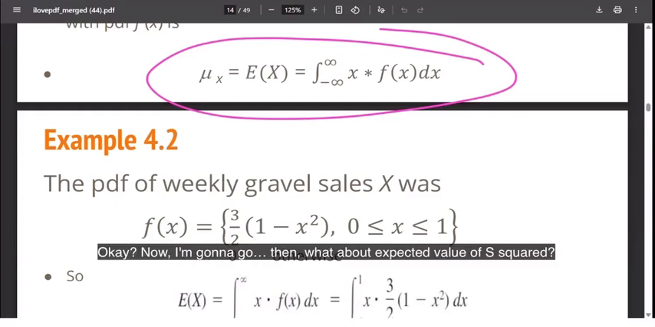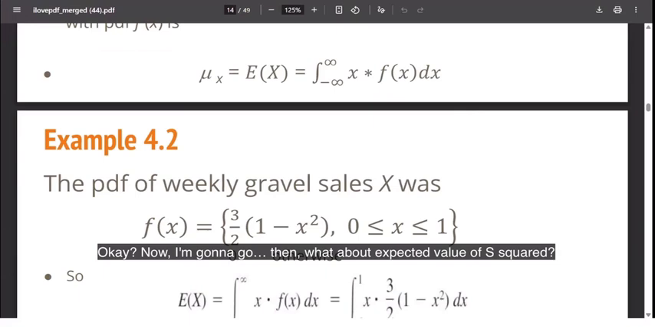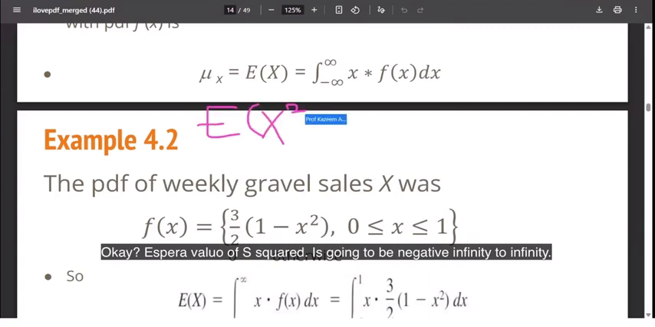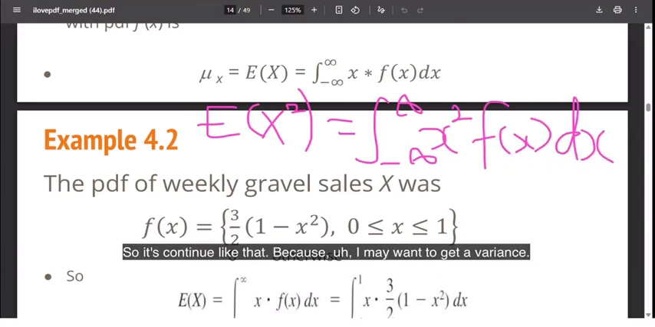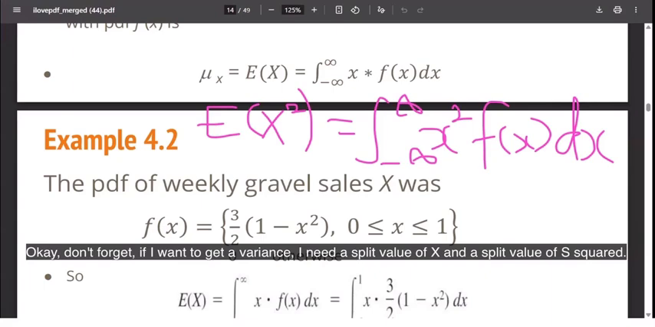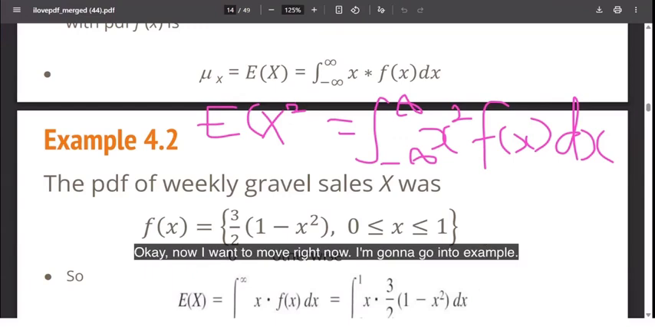Then what about expected value of S squared? Expected value of S squared is going to be negative infinity to infinity S squared f of S ds. So it continues like that because I may want to get a variance. Don't forget, if I want to get a variance, I need expected value of X and expected value of S squared.